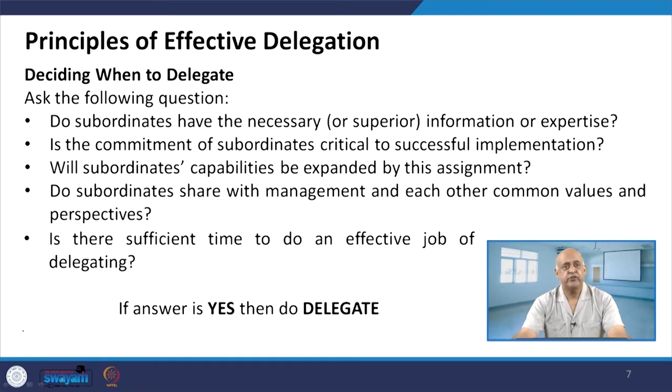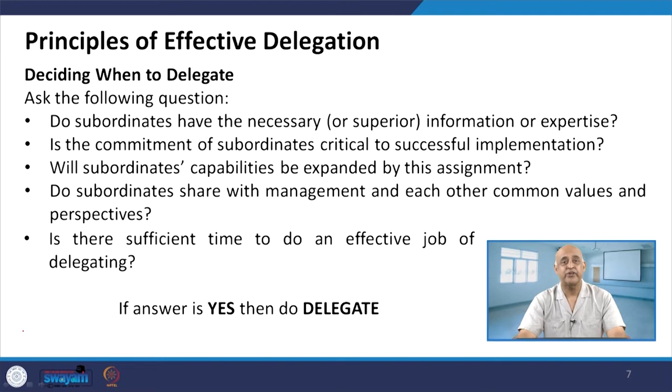So what do we mean by judicious delegation? Now, deciding when to delegate, ask the following question: do subordinates have the necessary or superior information or expertise? So the competency of the supervisor depends on whether he is able to judge whether the subordinate will be able to do that particular task or not. Is the commitment of the subordinate critical to successful implementation? So he is not doing this job because the boss has given it.